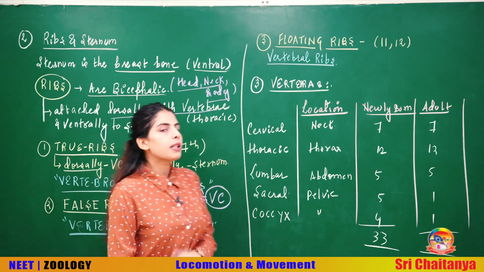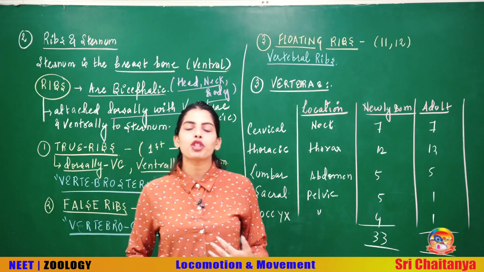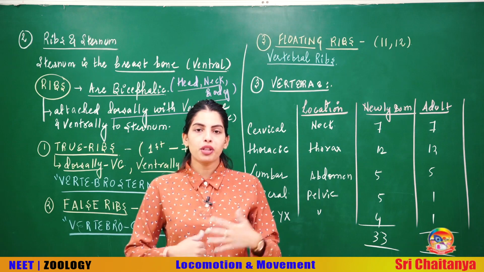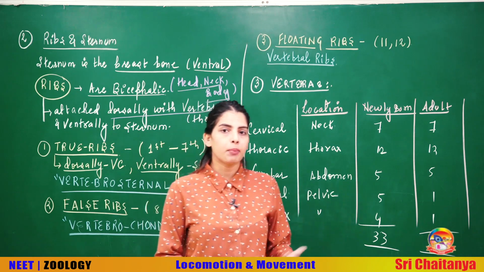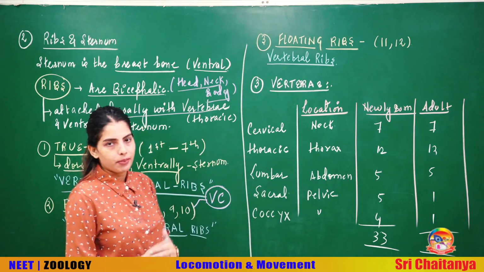And the purpose of having floating ribs is to protect the visceral organs. They are going to protect your kidneys. That is why they are incomplete. That is your floating ribs.